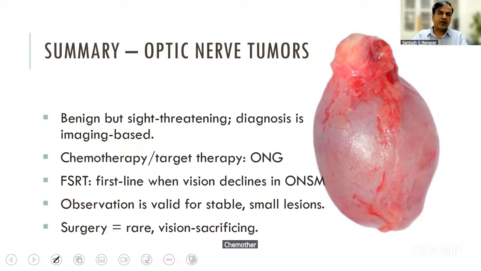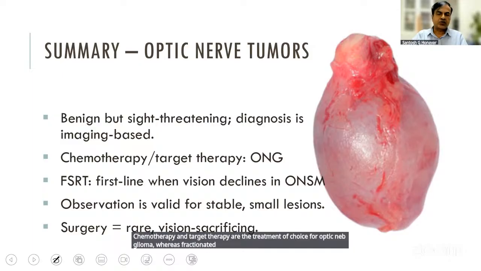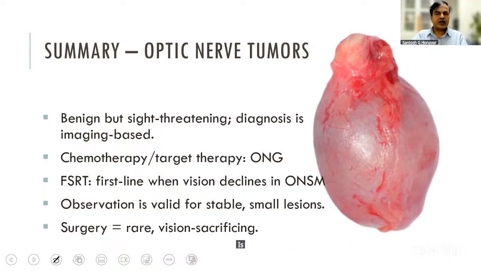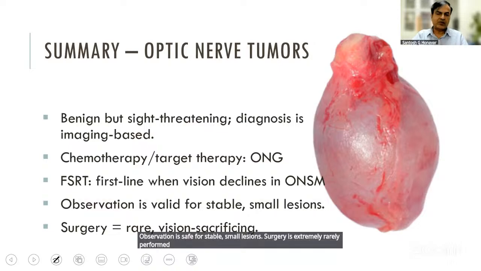Chemotherapy and targeted therapy are the treatment of choice for optic nerve glioma, whereas fractionated stereotactic radiation is the first line of treatment in optic nerve sheath meningioma. Observation is safe for stable small lesions. Surgery is extremely rarely performed in optic nerve glioma, that too for patients who have cosmetic abnormality.